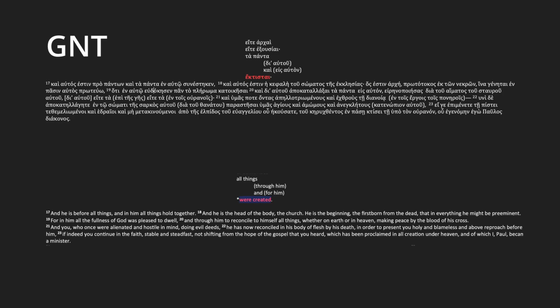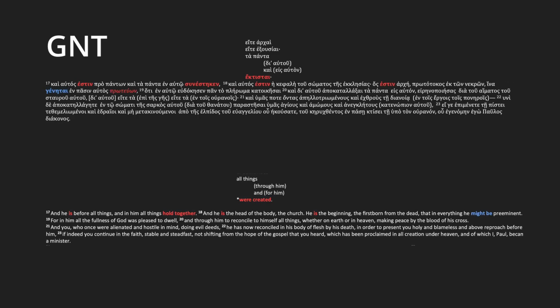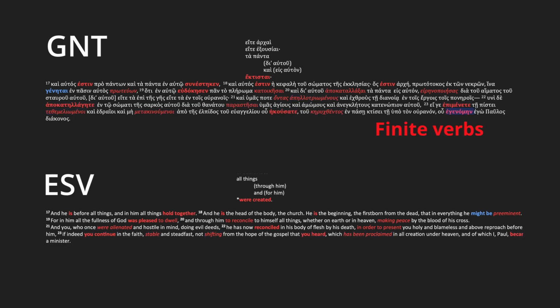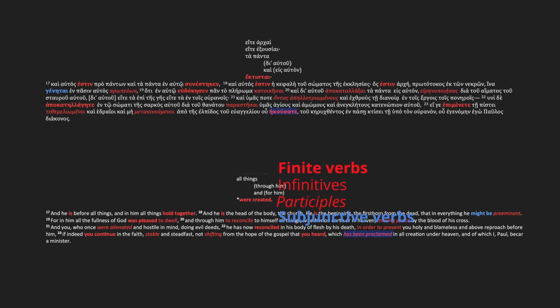All right, so I've got the Greek New Testament on top and the ESV at the bottom. And at this stage, what we're going to be doing is just identifying all the verbs. I've put them in different colors. The finite verbs are in bold and red. The infinitives are just in red. And the participles are in red and italics. You'll see some blue verbs there. Those are subjunctive verbs. We'll talk more about them later.